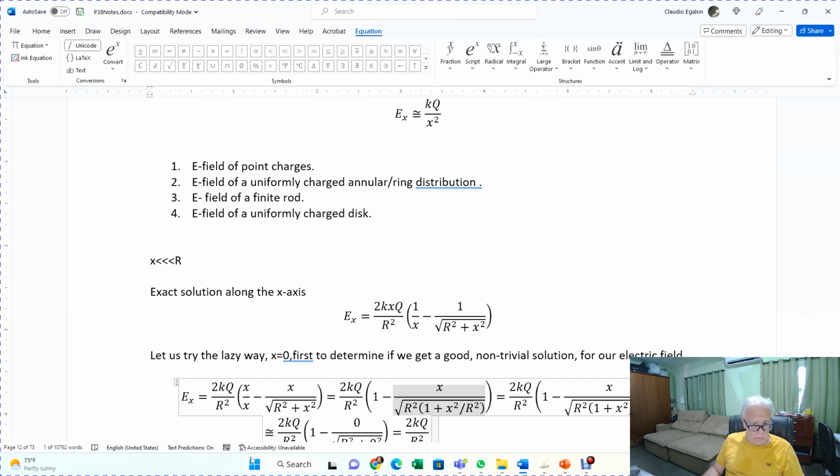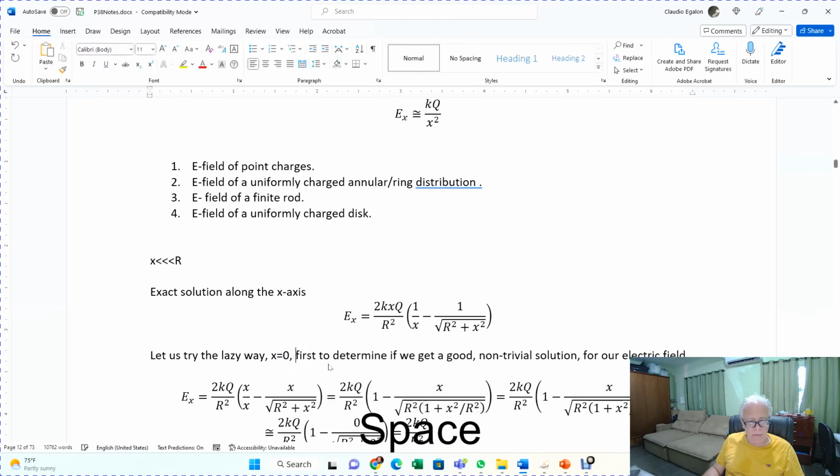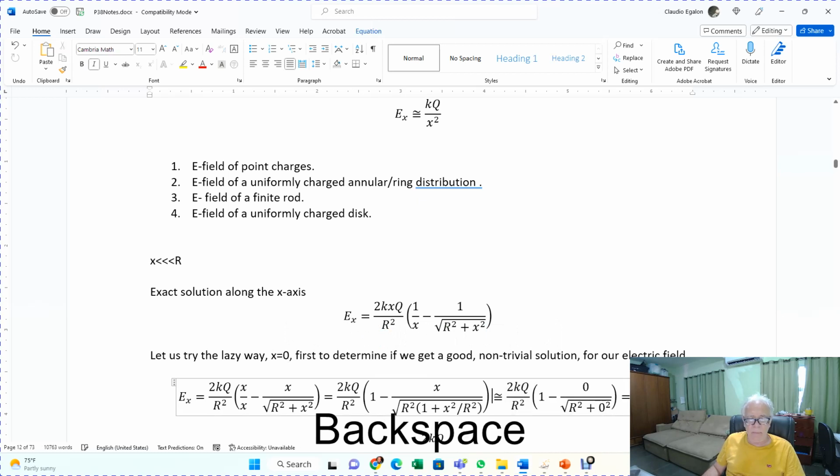So one quick way of finding out if the lazy solution works is by experimenting with x equal to 0, and seeing if you get the trivial solution or not. If you get the trivial solution, you have to go through the long route of experimenting with the binomial approximation. And so here you go.